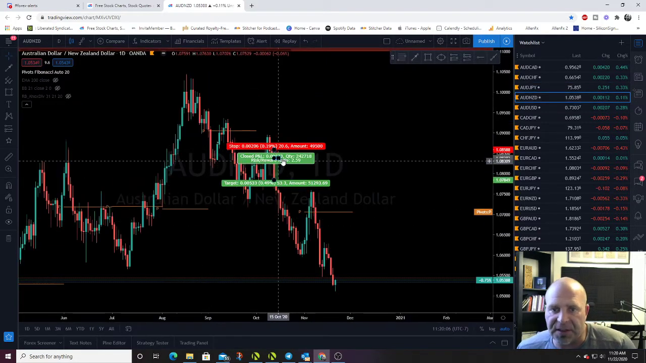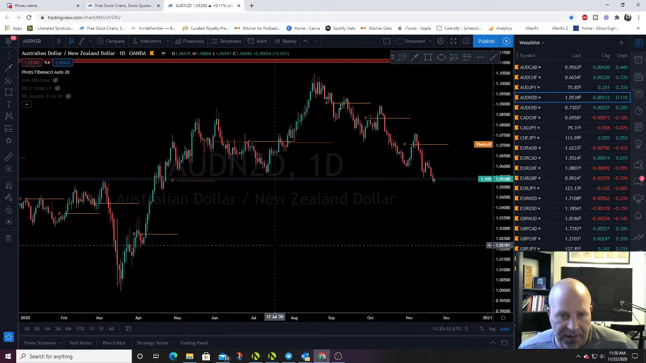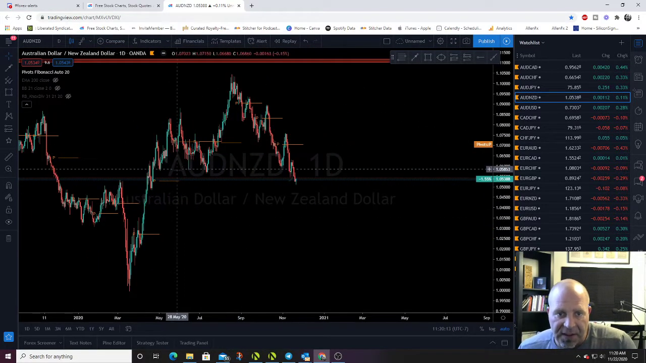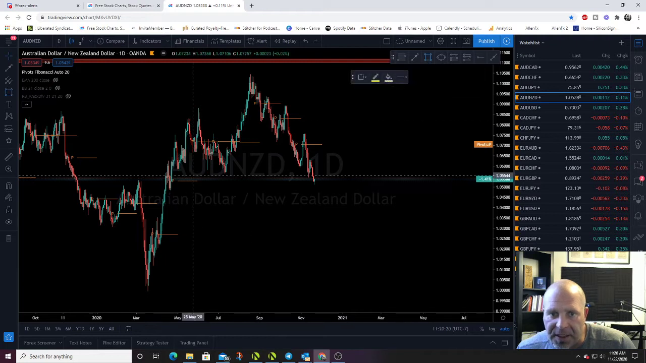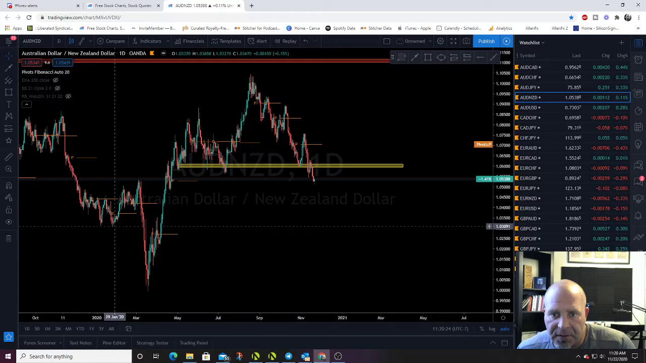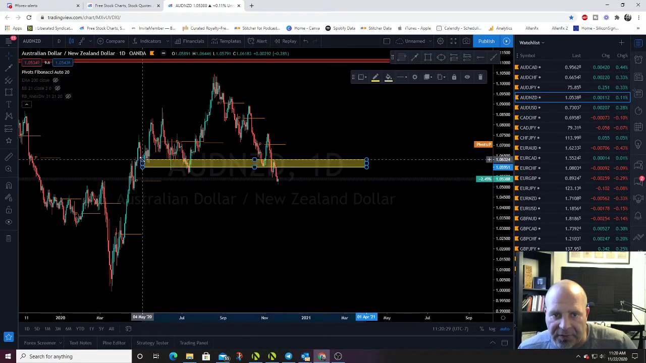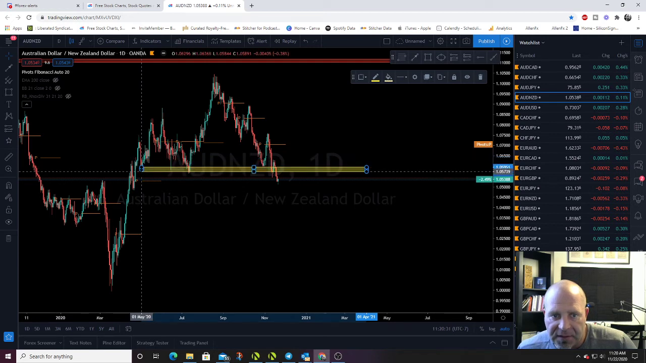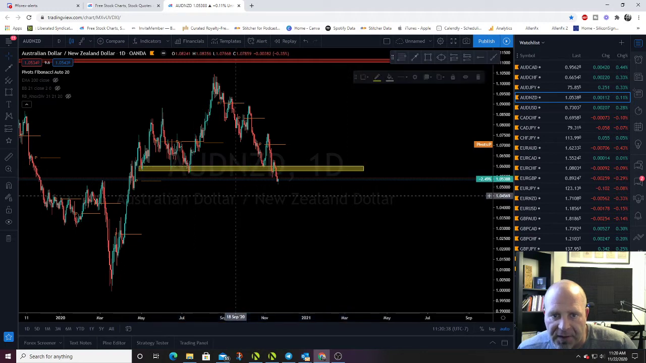JPY. Let's look at Australian dollar NZD. Let's get a little perspective here. So we've broken through this support. We bounced really good there. So I'm going to make this my make or break, right? If we come back up, retest. It looks like we already kind of got that retest. We had that good bounce right there.